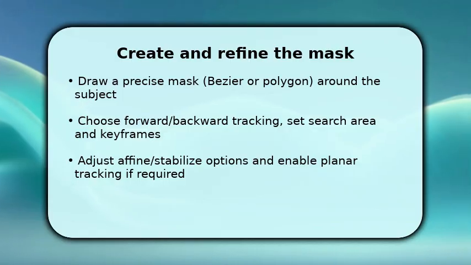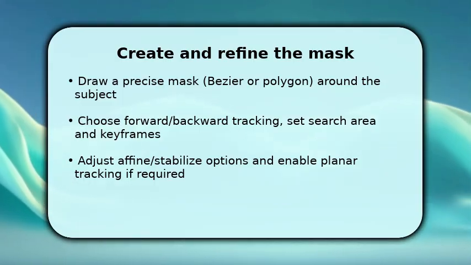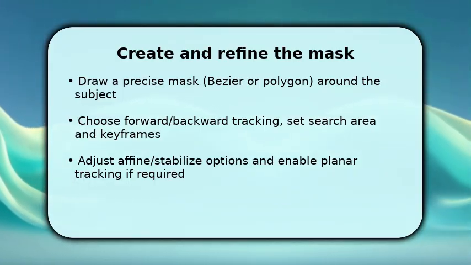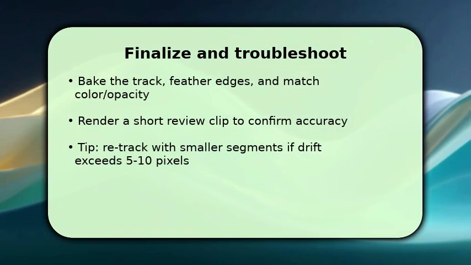If the subject rotates or scales, enable affine or planar options so the mask follows perspective. As you refine, scrub the timeline and correct any early misalignments by nudging points before you finalize by baking the tracked mask into the node tree.